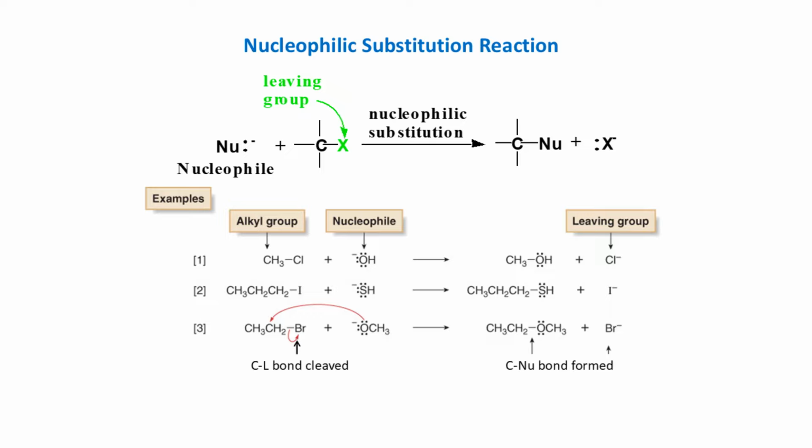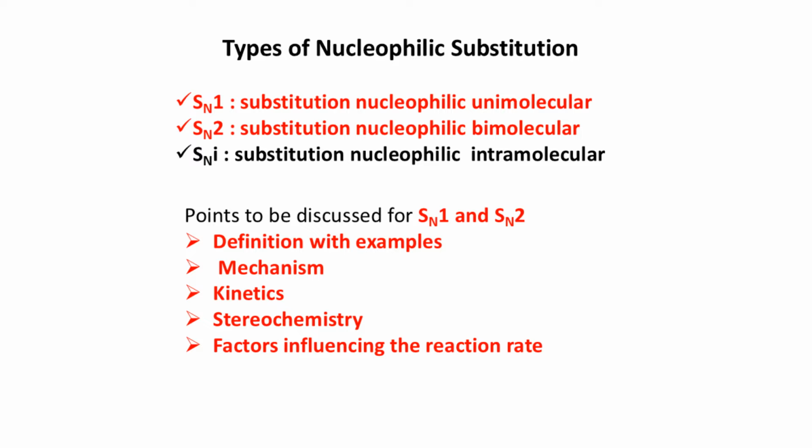Nucleophilic substitution reactions involve a nucleophile replacing a leaving group in a molecule. Here, we see examples of alkyl groups reacting with nucleophiles to form new compounds. Nucleophilic substitutions are categorized into SN1 and SN2 types. We'll discuss their definitions, mechanisms, kinetics, stereochemistry, and factors influencing their reaction rates.